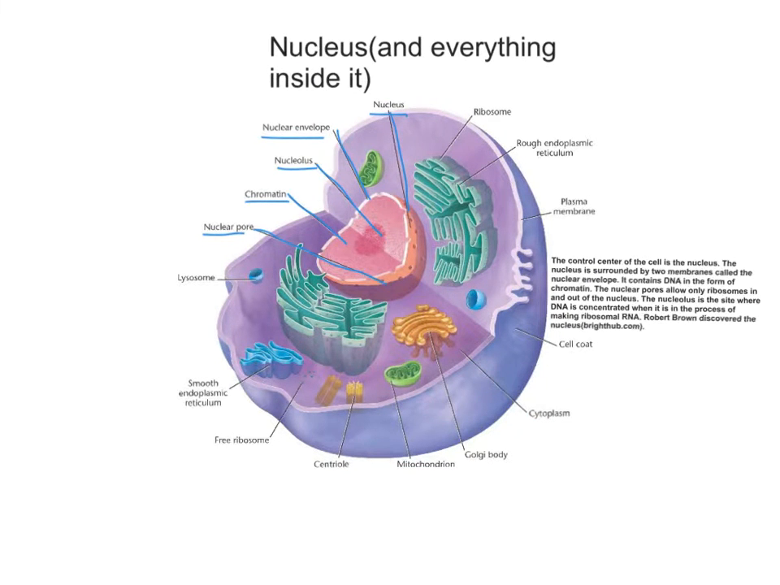The control center of the cell is the nucleus. The nucleus is surrounded by two membranes called the nuclear envelope. It contains DNA in the form of chromatin. The nuclear pores allow only ribosomes in and out of the nucleus. The nucleolus is the site where the DNA is concentrated when it is in the process of making ribosomal DNA. Robert Brown discovered the nucleus.